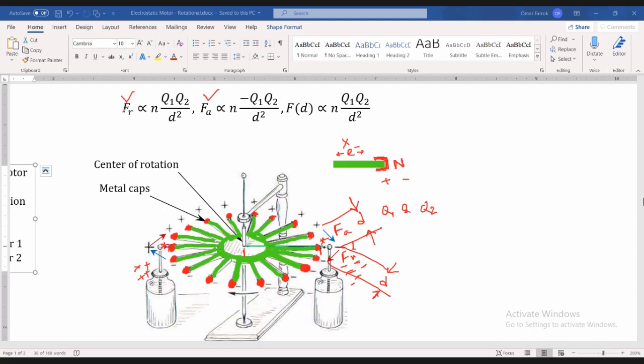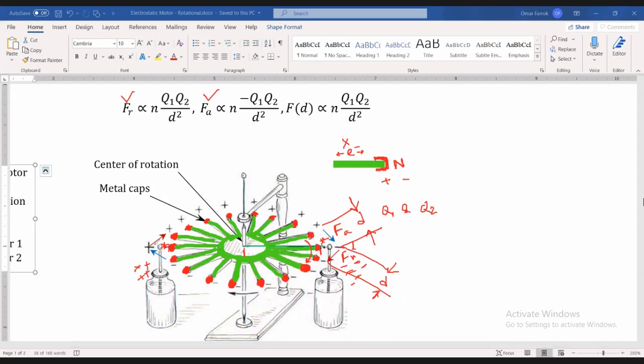So the FR and FA, sorry, FA, not FD. FA is the attraction force and FR is the repulsion force. So FA and FR would work together here, and it would tend the motor to rotate in clockwise direction, just like the arrow. I am giving an arrow here.